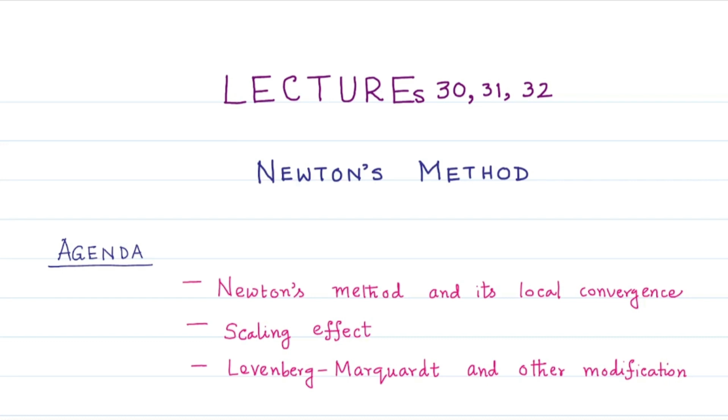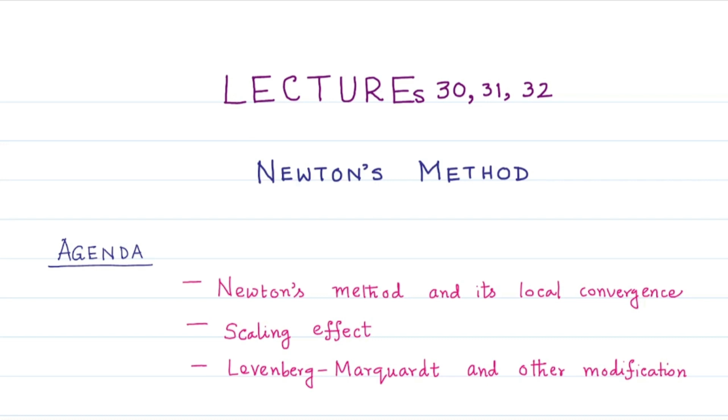And after this local convergence, we shall try to see the scaling effect on Newton's method. That means if we transform the variable space to some other variable space, from the space of x to, let's suppose, x hat given by some transformation matrix T times small x, then whether Newton's method gets changed from the space of x to the space of x hat, that we shall try to see.